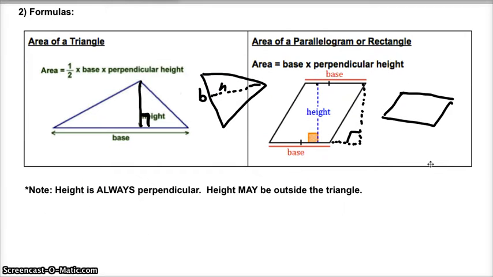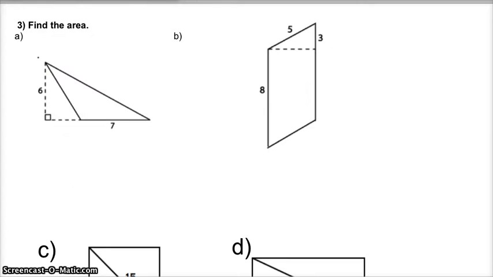Again, it says note, height is always perpendicular. Height may also be outside the figure. So here are 4 different problems. I'm not trying to trick you. Things that look like parallelograms are parallelograms. Things that look like squares are squares. I should have labeled them, but I didn't.